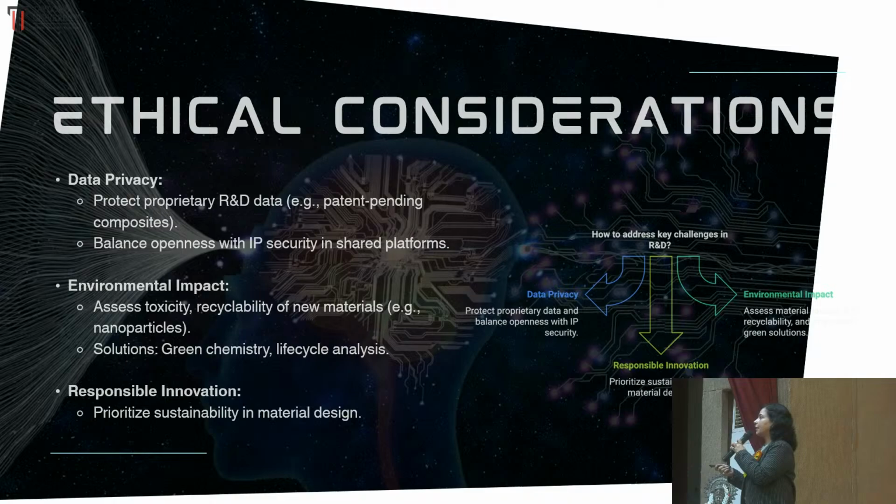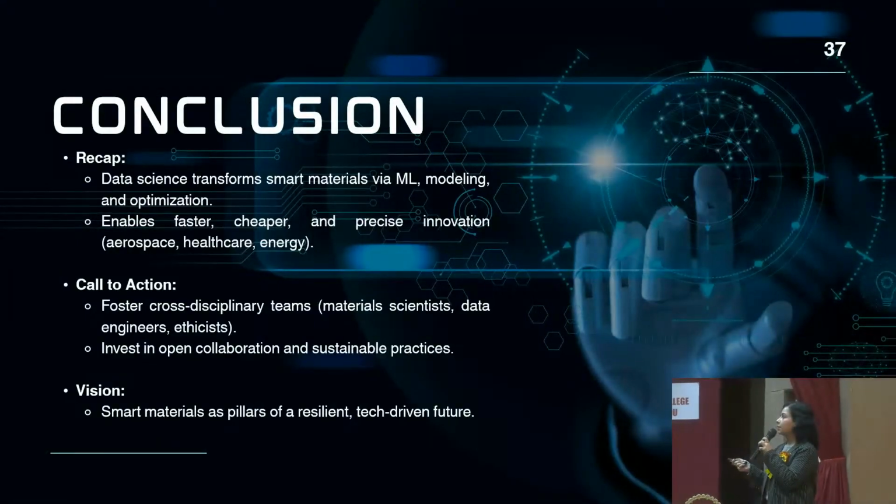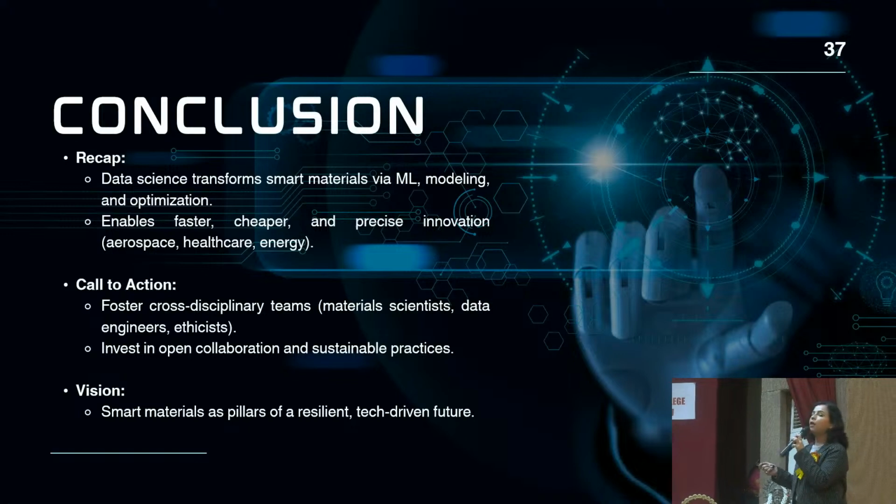Finally, we come to the conclusion. Data science basically transforms smart materials via machine learning, modeling, and optimization techniques. It enables faster, cheaper, and more precise innovation. We do not have to waste much time, and cost is also reduced. Then, the call to action is that we need to foster cross-disciplinary teams, that is, material scientists and data engineers. We all should work in a collaborative manner. Then only can we achieve all these goals.